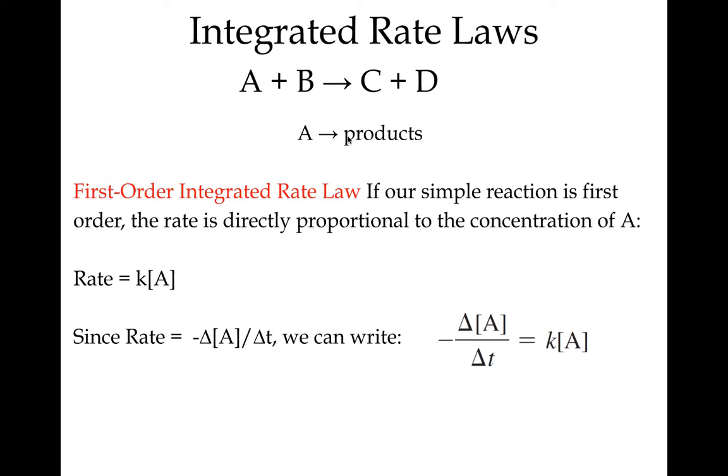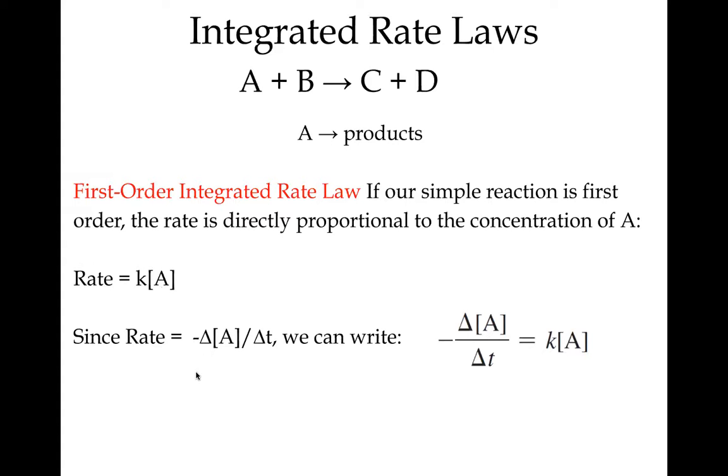This A yields products as a first order. And we're going to say that that rate is directly proportional to the concentration of A. So rate equals the constant times the concentration of A, right? And it's to the one, or we don't have to write anything here because anything to the one is just itself.